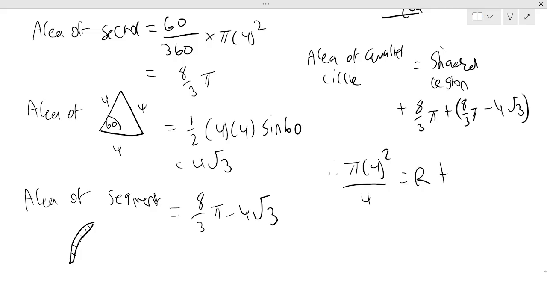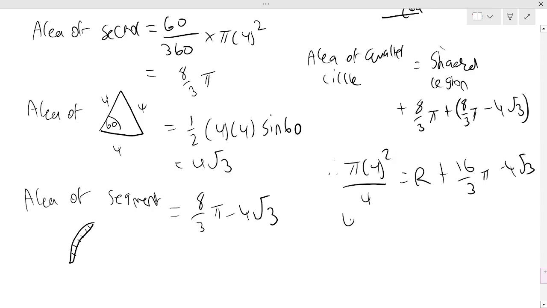Why is it just giving me mixed fractions? So it's going to be 5 over 3 pi, but that's going to be as an improper fraction. That's going to be 5 times 3, 15, that's going to be 16 over 3 pi, minus 4 root 3. Okay, and so that'll simplify to 4 squared is 16.